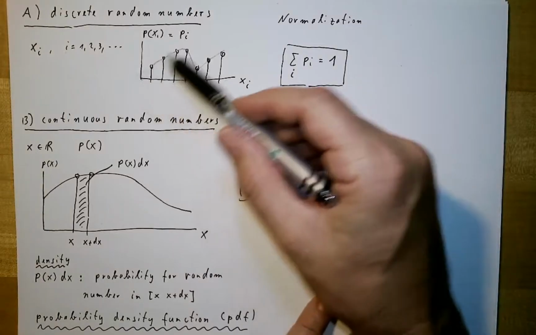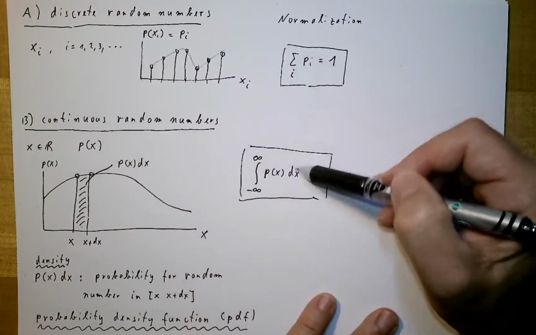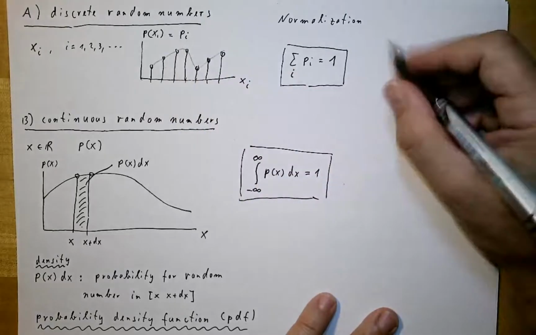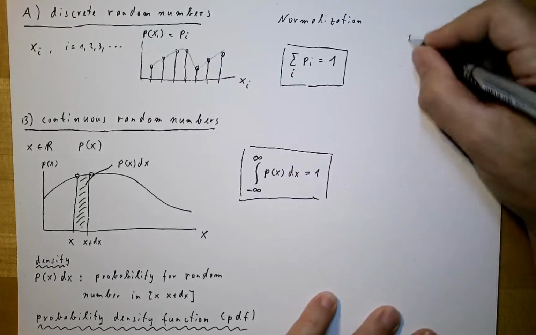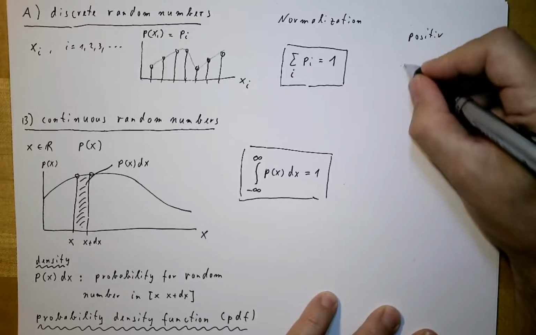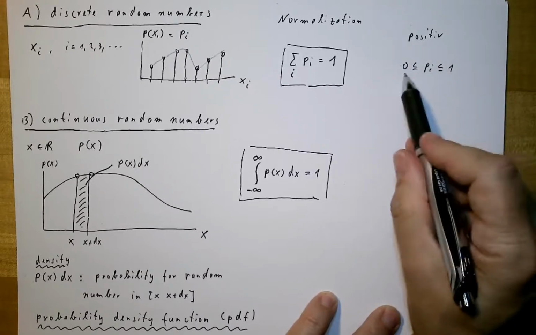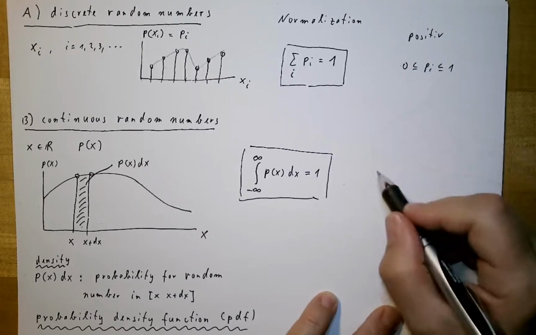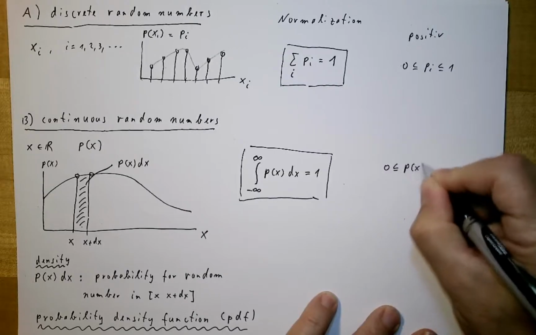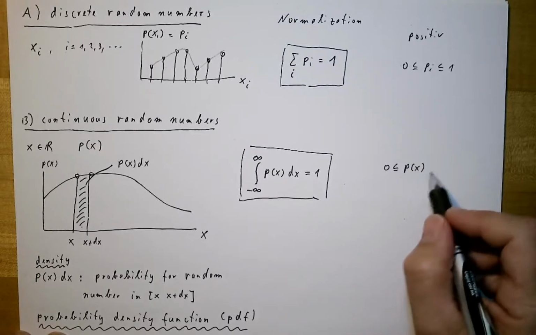These functions are not arbitrary, so these functions that we have are normalized. And here, I mean, this piece must of course be positive. So in the discrete case, the p_i's are between 0 and 1. In the continuous case, the p of x must be positive, but it's not necessarily smaller than 1.